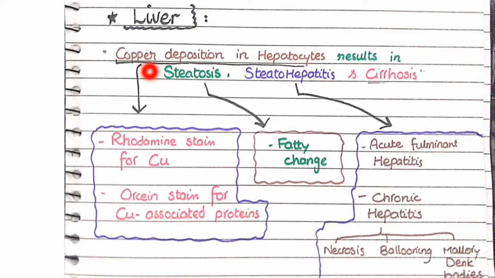So the first keyword is copper deposition in hepatocytes. This deposition of copper in the hepatocytes can be visualized by rhodanine stain, which stains the copper, or orcein stain, which stains the copper-associated proteins. So remember the names of these two special stains for copper deposition: rhodanine stain for copper and orcein stain for copper-associated proteins. These two stains will help to determine that there is copper deposition in hepatocytes.